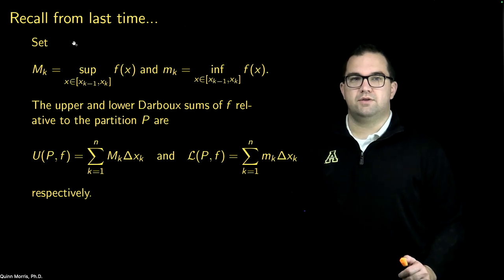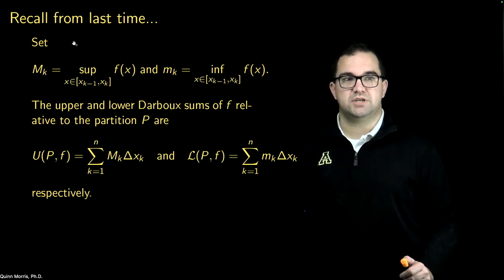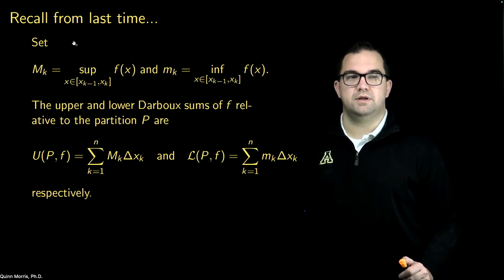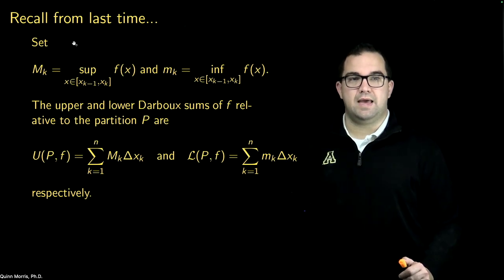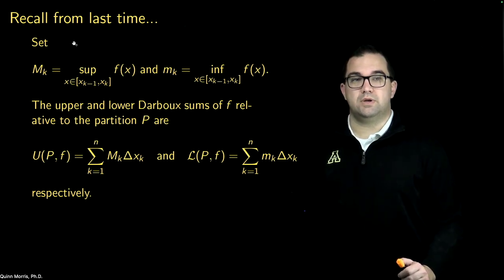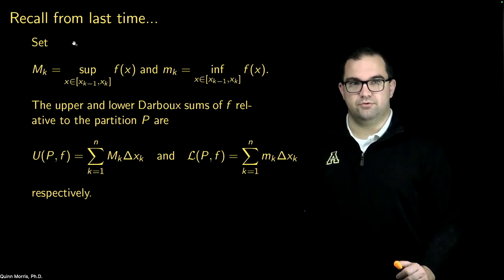So, to define the Darboux sum, we defined on each subinterval of the partition a value capital M sub k, which was simply the supremum of the function over that subinterval, and a value little m sub k, which was the infimum of the function over that subinterval.